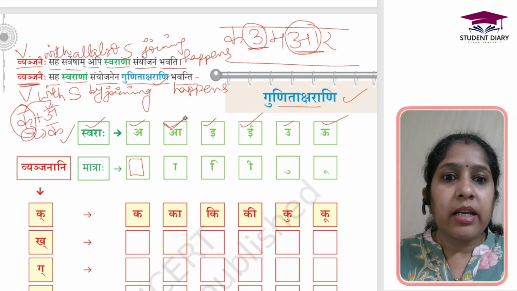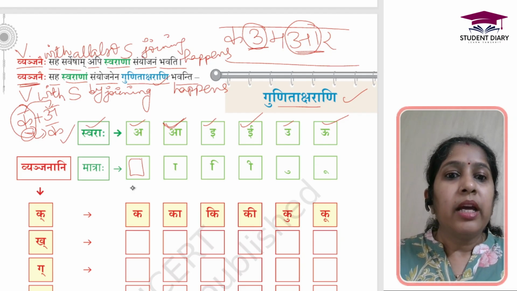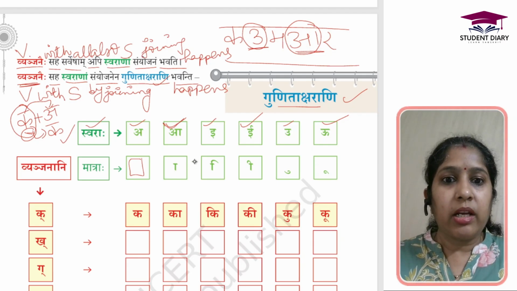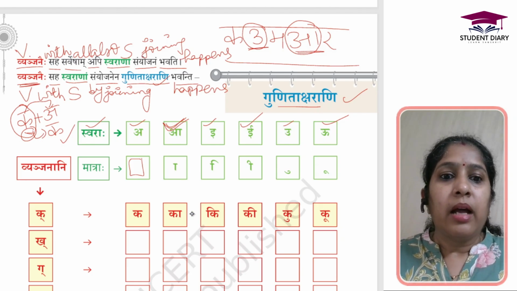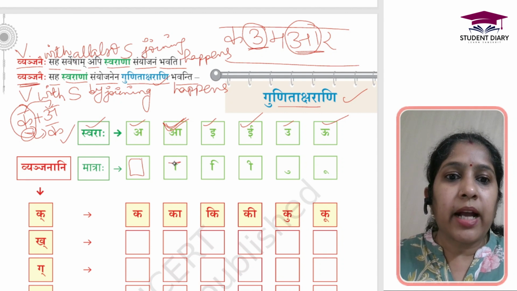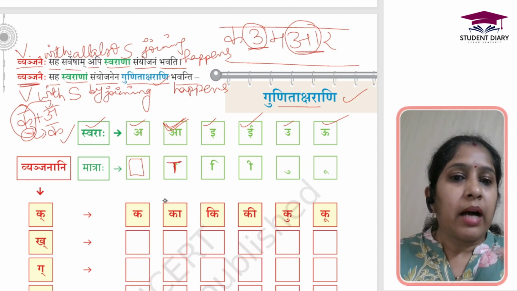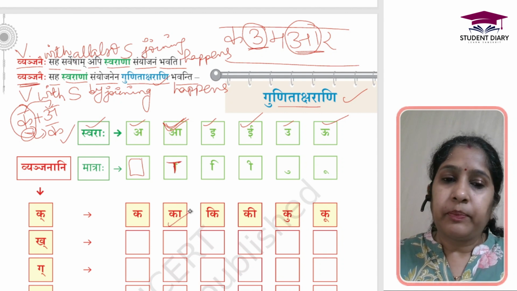For aa ki matra, when we want to say kaa, you will be adding aa ki matra. So it will become ka plus aa, and the symbol is just to write a line after the ka. So it will become kaa.